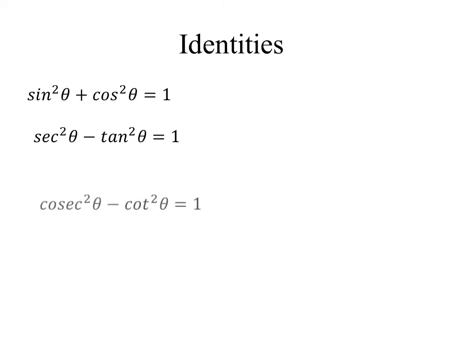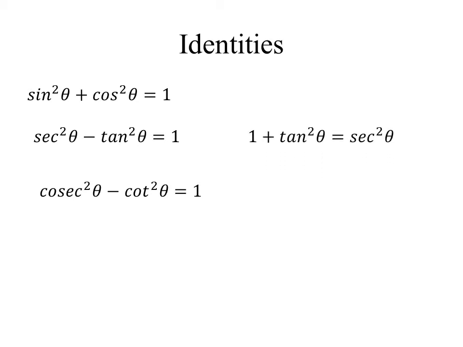Next, trigonometric identities. There are 3 basic trigonometric identities. Sin square theta plus cos square theta equal to 1. Second one is sec square theta minus tan square theta equal to 1. Third one is cosec square theta minus cot square theta equal to 1. From the second equation, we can write the identity as 1 plus tan square theta equal to sec square theta. And from the third equation, we can write 1 plus cot square theta equal to cosec square theta.